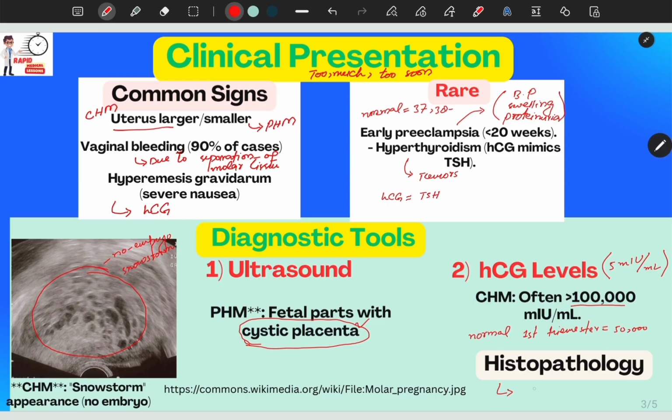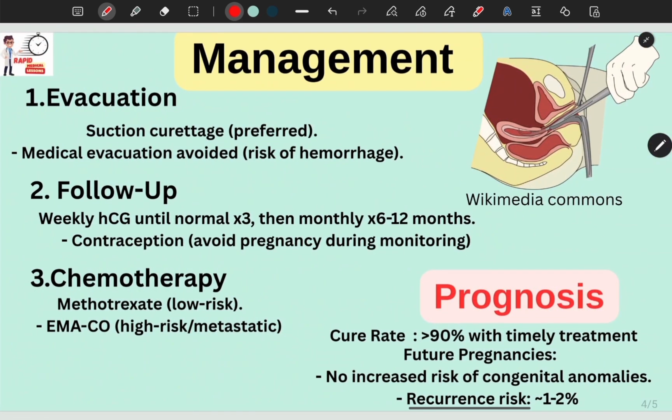Now, in the last subtopic, we will discuss how we can treat this condition step by step. Management is straightforward, but very careful and precise. Management of molar pregnancy focuses on evacuating the molar tissue and preventing complications.